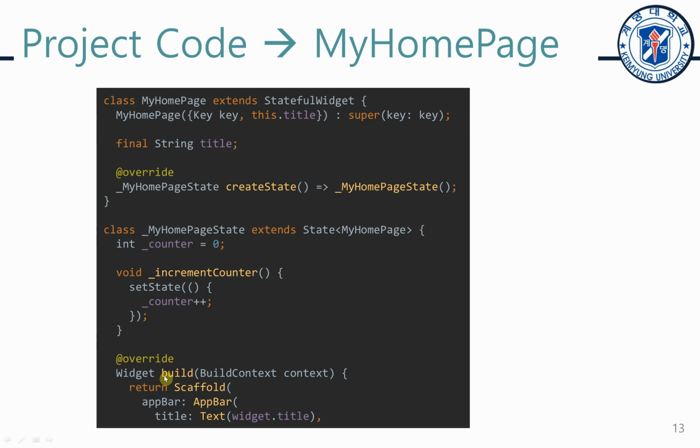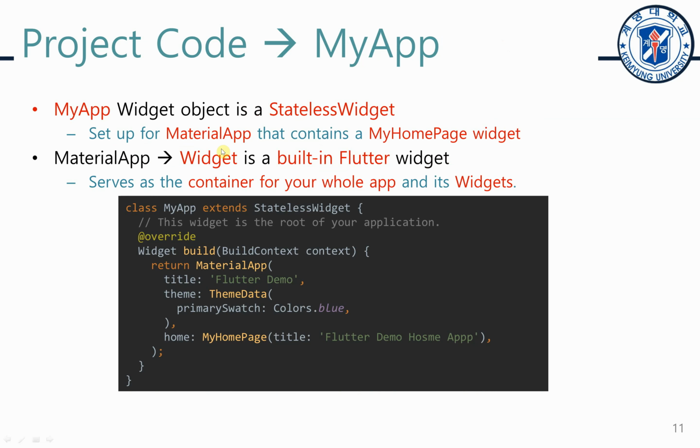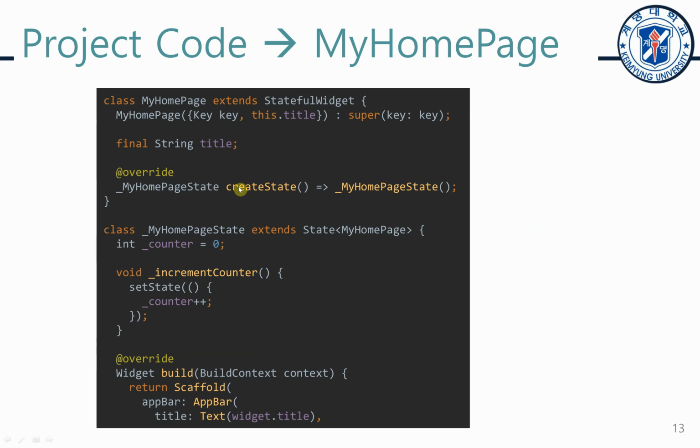Okay, in the build method, what do I have? I have an app bar and the title of that app bar. The title of that app bar is going to be my parent widget's title. My parent widget is my homepage, and it has a title that it gets from its parent too. So this is the title given to my homepage, and my homepage passes that title to my homepage state, and my homepage state gets the final title.